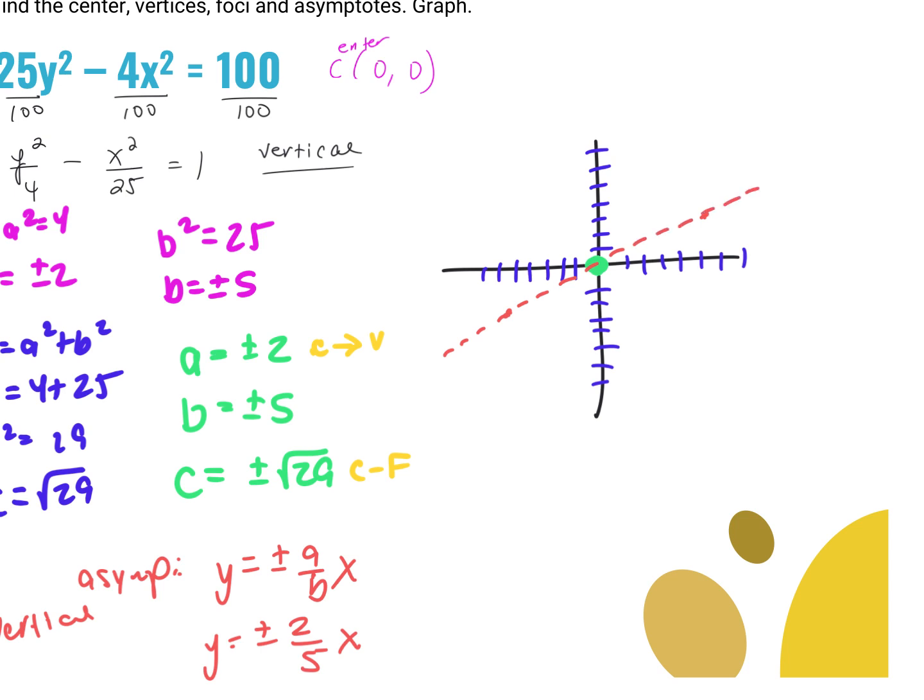And I'm going to do the exact same thing, but in the other direction for my negative. So left 2, up 5. 1, 2, 3, 4. Left 2. 1, 2, 3, 4. Left 2, down 5.